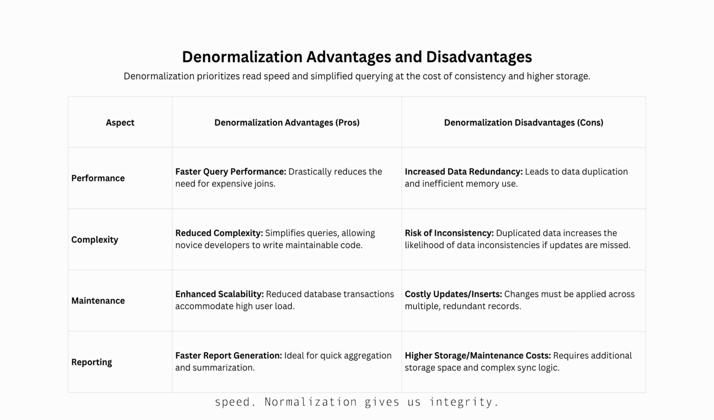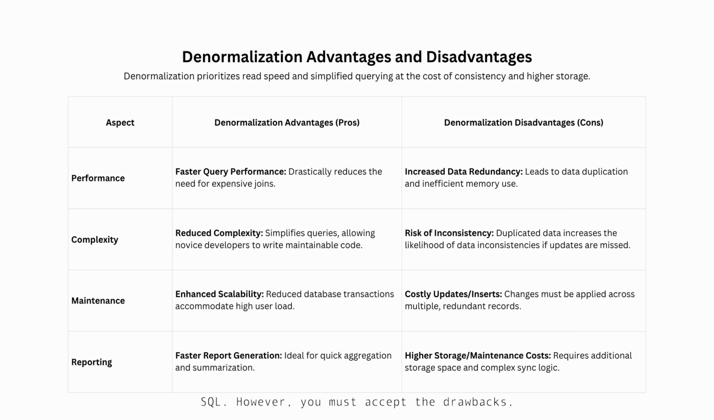Normalization gives us integrity, denormalization gives us speed. The slide encapsulates the strategic reversal of priorities. The primary draw of denormalization is the drastic improvement in query response time. When you eliminate joins, reads are inherently faster, which improves the overall user experience and application scalability, especially under high load. Furthermore, flattening the data model makes queries much simpler, reducing the complexity of writing maintainable SQL.